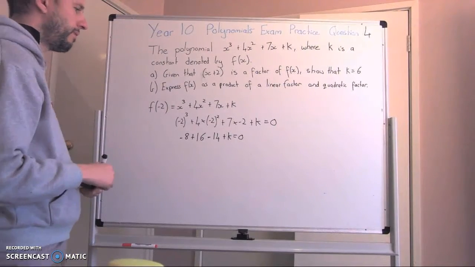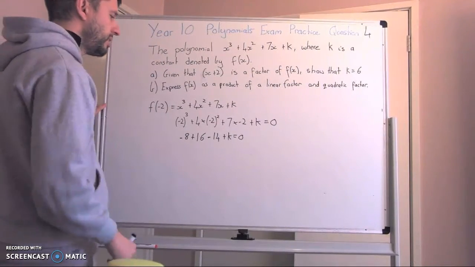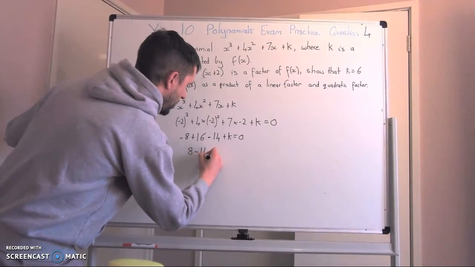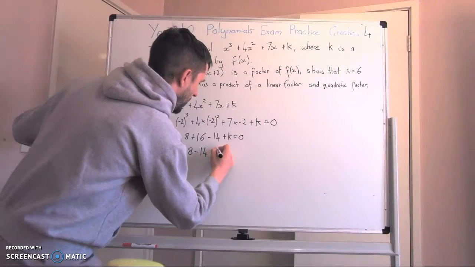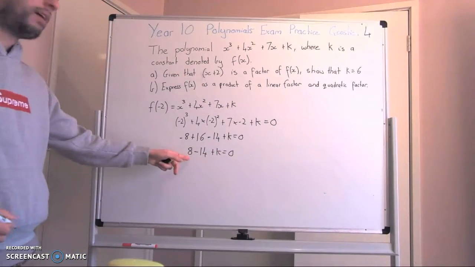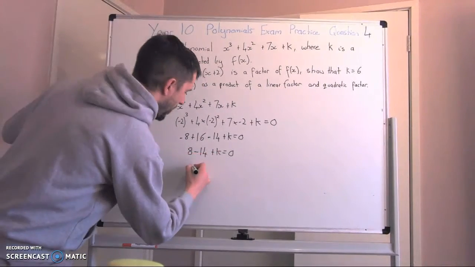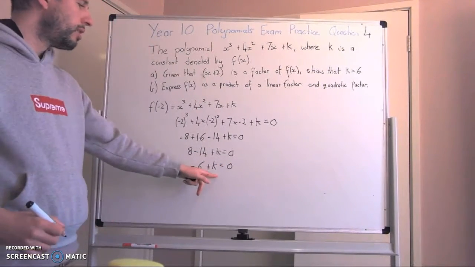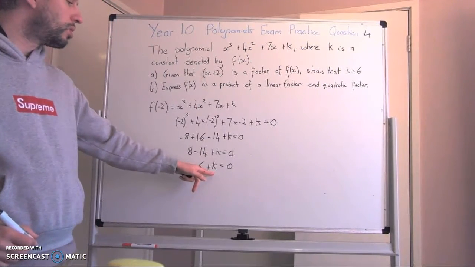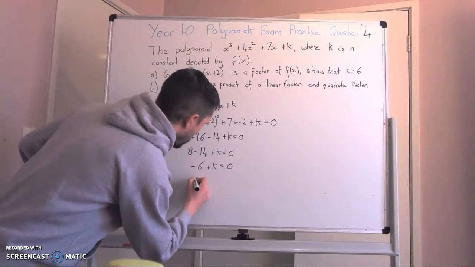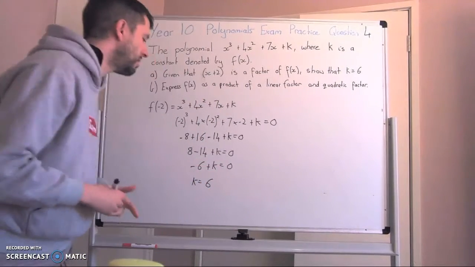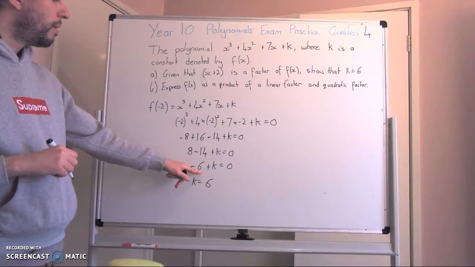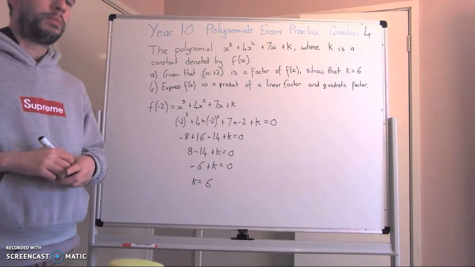So now we can simplify this. Negative 8 plus 16 equals positive 8. So I'm left with 8 minus 14 plus k equals 0. If I have 8 and I take away 14, I'm left with negative 6 plus k equals 0. This shows me to get this to be equal to 0, k must be positive 6, because we would have had to add 6 to both sides.